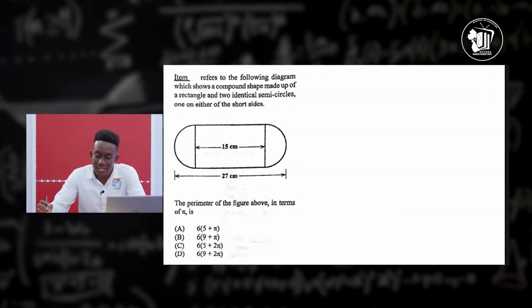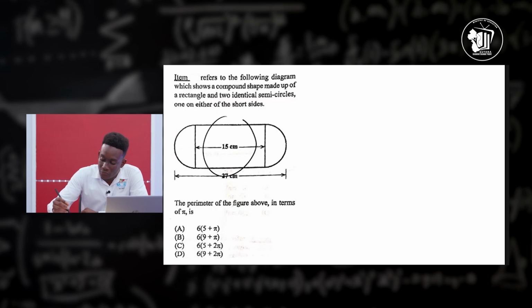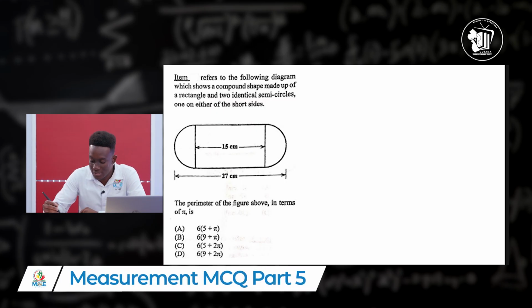The next question says, the item refers to the following diagram, which shows a compound shape made up of a rectangle and two identical semicircles, one on either side of the short sides. The perimeter of the figure above in terms of pi is... So we can find the perimeter of this piece here, and then the arc length of these two semicircles, which will actually total up to one circle.